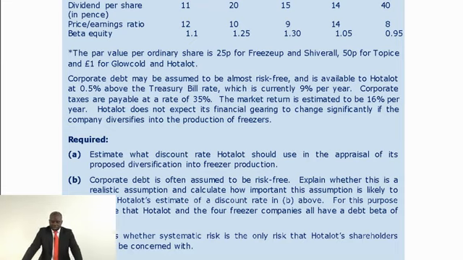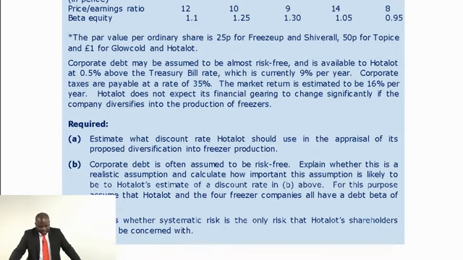Corporate debt is often assumed to be risk-free. Explain whether this is a realistic assumption and calculate how important this assumption is likely to be to Hot Alert's estimate of the discount rate it should be applying. For this purpose, assume that Hot Alert and the 4 freezer companies all have a debt beta of 0.3. Discuss whether systematic risk is the only risk that Hot Alert shareholders should be concerned with.